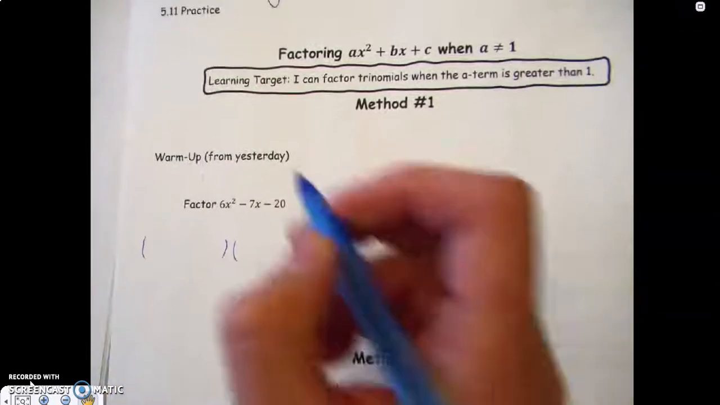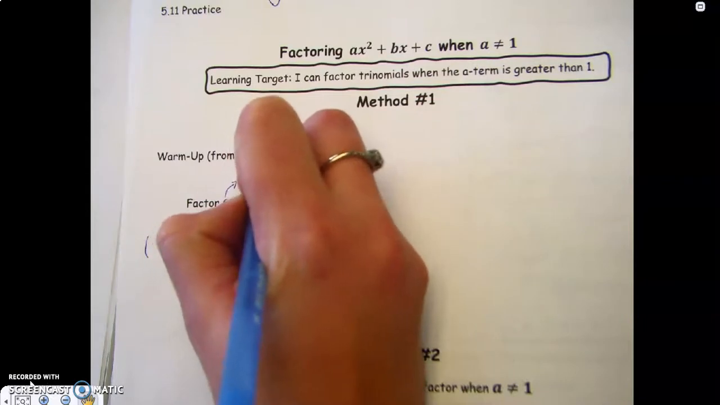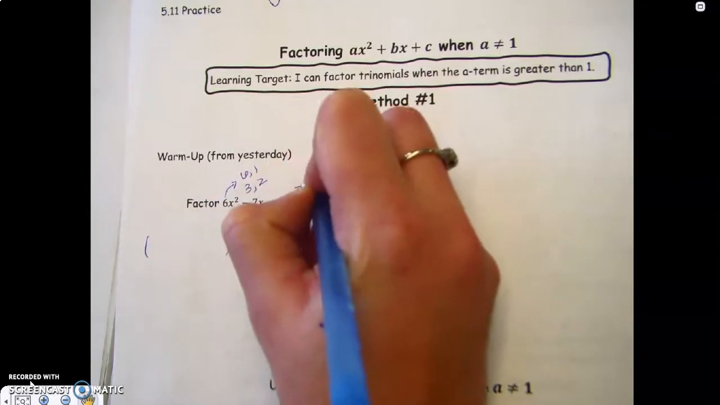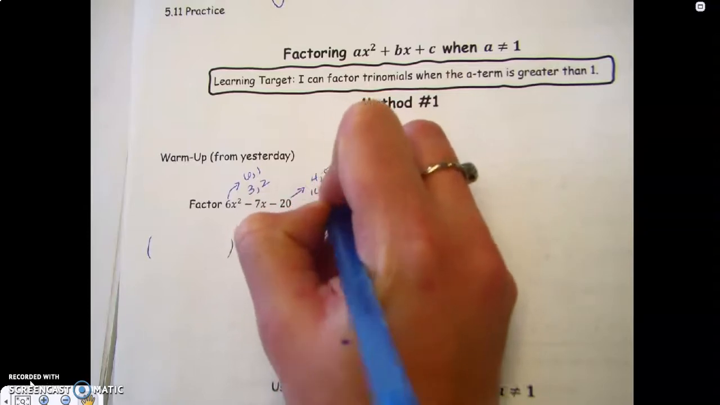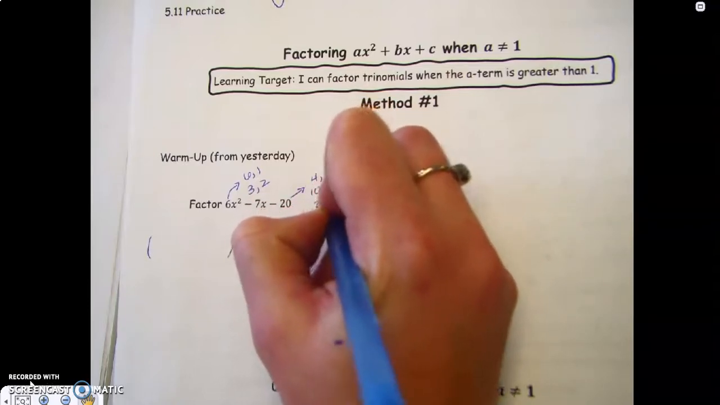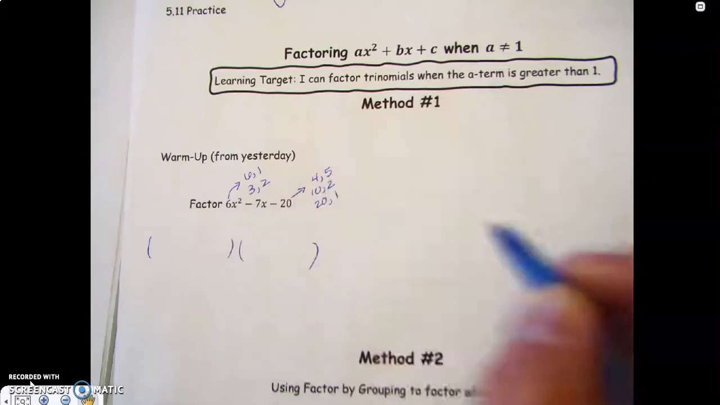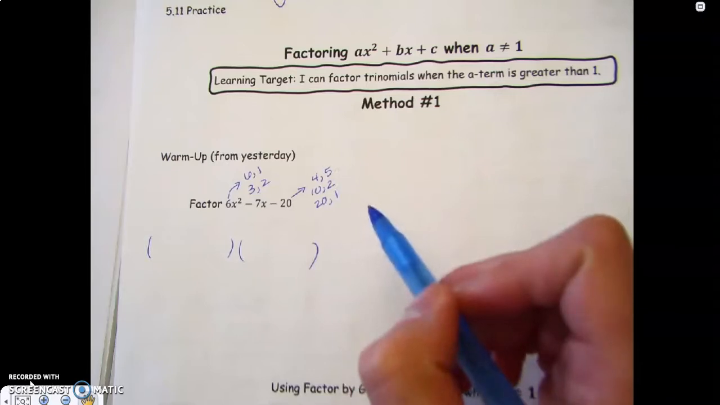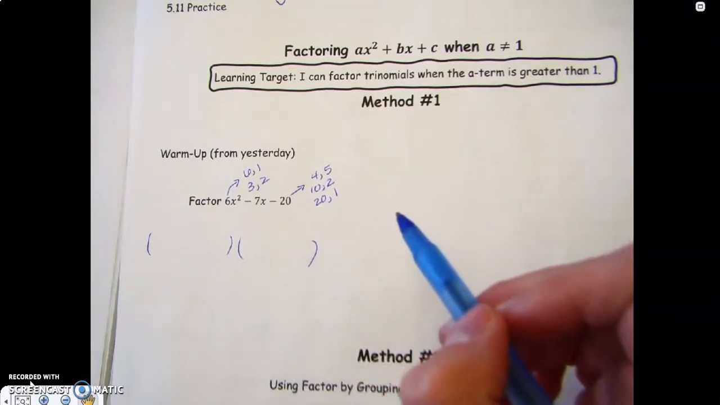Again, the factors of 6 are either 6 and 1 or 3 and 2. So this one really might take some playing around with. For the 20, there's 4 and 5, 10 and 2, 20 and 1. I think that's all. So pause the video, take a minute, and see if you can figure this one out.